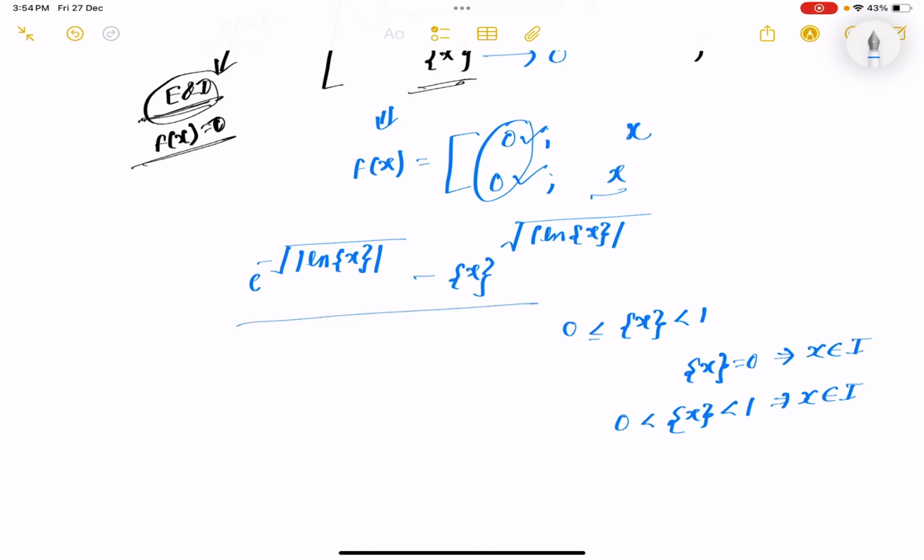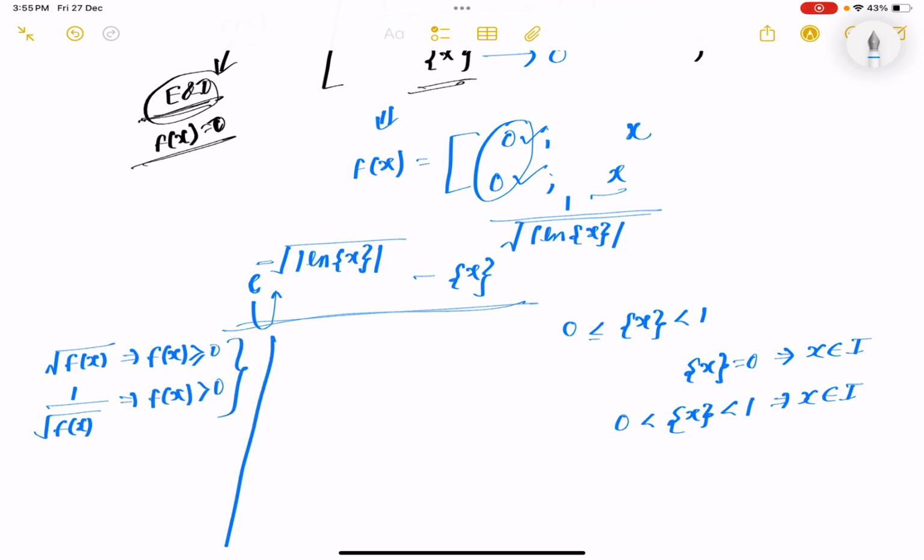Now if I have to find the domain, this is the exponential function, domain will be real numbers. So the domain of the whole function will be determined by the square root. This is 1 by this. Now I know one thing, if any function is under square root, it is defined when f of x must be greater than or equal to 0. And if the same function is in the denominator, it is defined when f of x must be greater than 0.